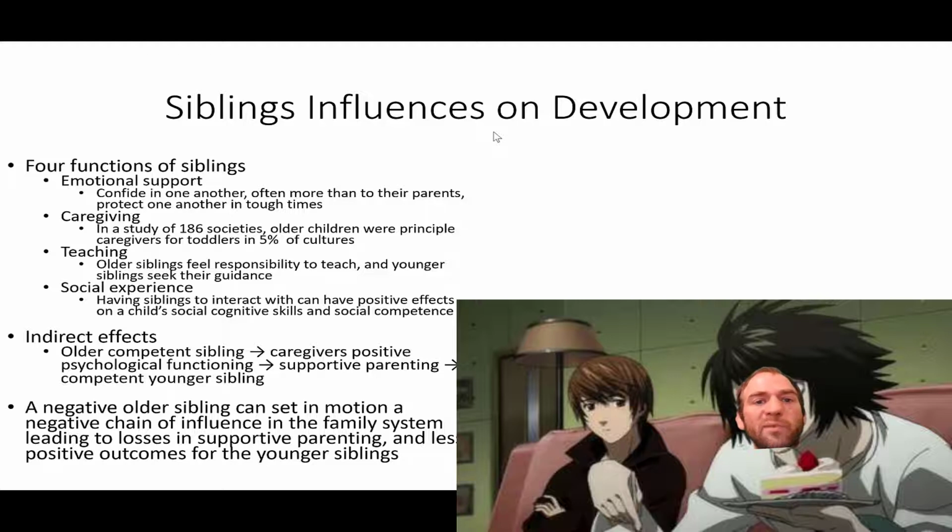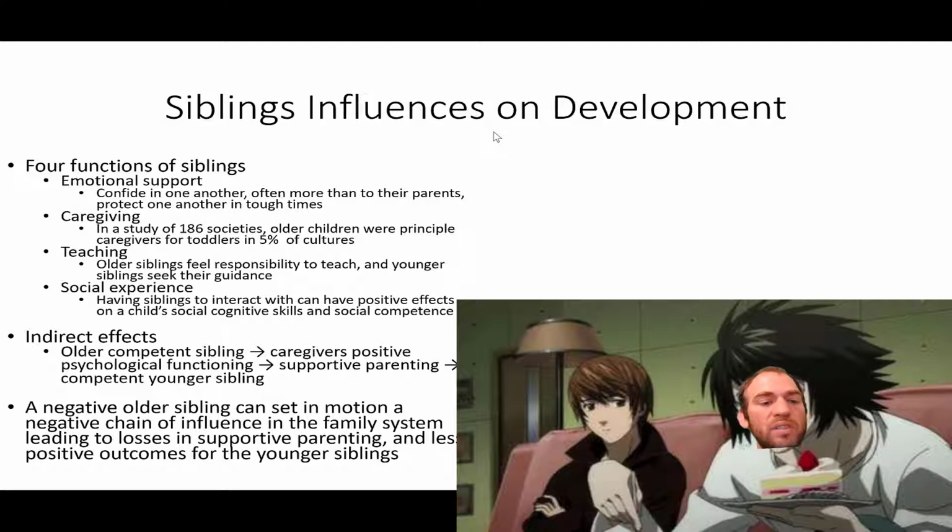Jumping ahead to siblings' influences on development, there are 4 functions of siblings. The first, emotional support. Siblings confide in one another, often more than to their parents, and they protect one another in tough times. Caregiving. In a study of 186 societies, older children were principal caregivers for toddlers in 5% of cultures. Teaching. Older siblings feel responsibility to teach, and younger siblings seek their guidance. And social experience. Having siblings to interact with can have positive effects on a child's social cognitive skills and social competence. And this can express itself through indirect effects, wherein older competent siblings contribute to caregivers' positive psychological functioning, which contributes to supportive parenting, which contributes to a competent younger sibling.